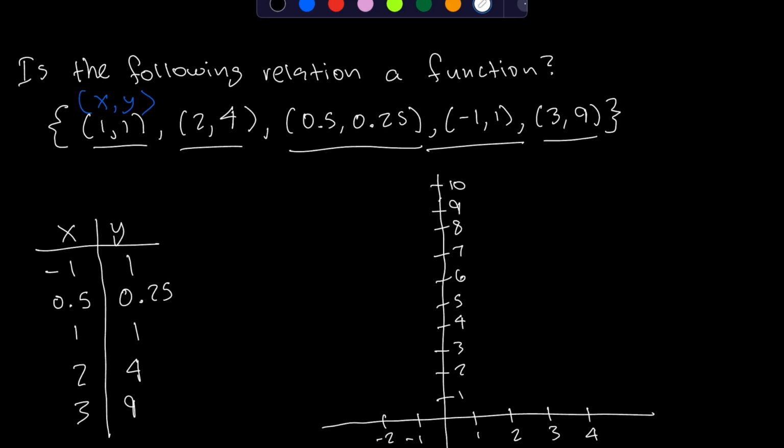Okay, so now let's just plot our points. I'm going to do them all in the blue color. So our first is -1, 1. So we got -1, 1, which is right here. Then we have 0.5 and 0.25, which, although not perfect, will probably be somewhere right here.